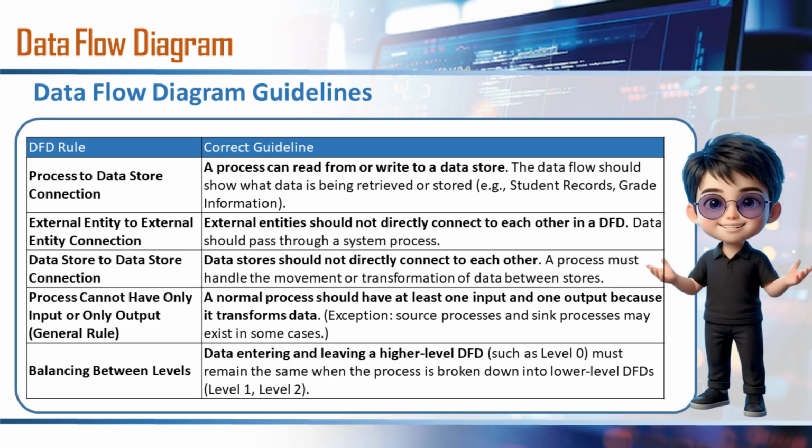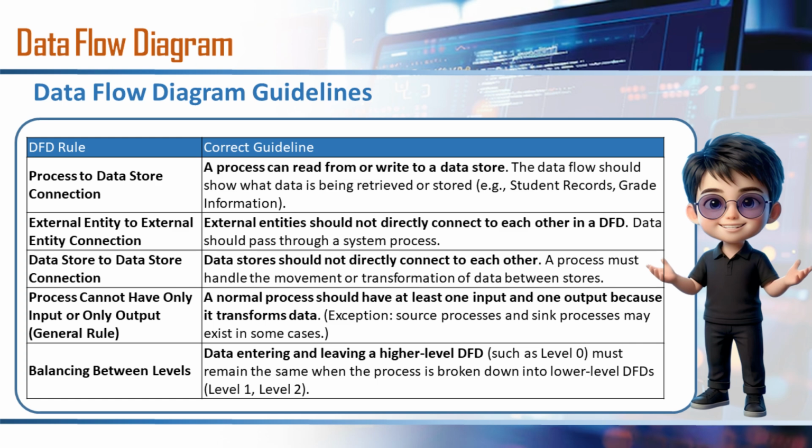As a general rule, a normal process should have at least one input and one output because a process transforms or handles data. However, there can be exceptions, such as source processes that primarily generate data and sink processes that primarily receive data, depending on the modeling approach.